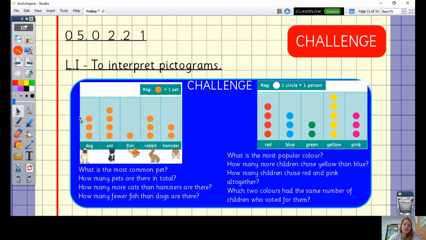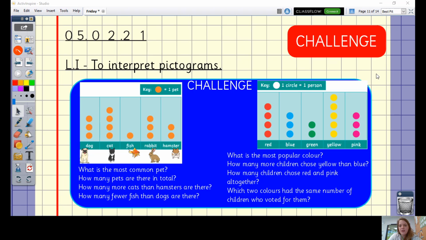Okay, so we look at the fish, we look at the dogs, and it's exactly the same sort of question as the how many more, but it's just worded the other way around. How many fewer fish than dogs? Okay, so that would be for your animal pictogram.